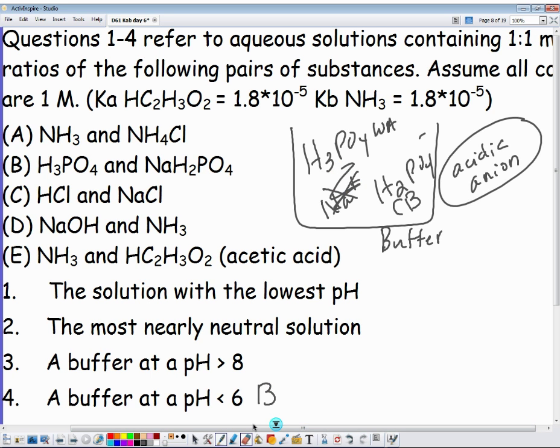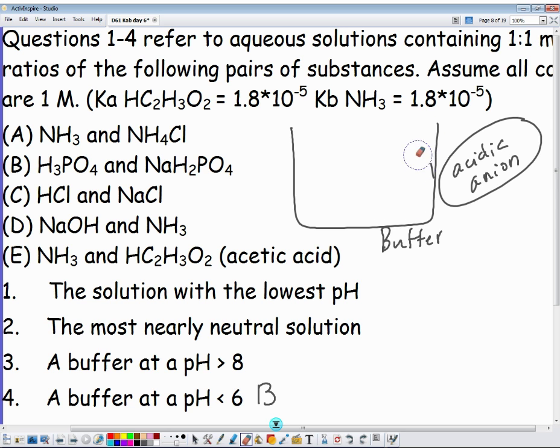Okay. So our next one. What do I have, Nyreek, in my next beaker? HCl and NaCl, and one's strong and one's a salt. So I'm going to write all ions here. H+, Cl-, Na+, Cl-. Nyreek, what do I have? Or what goes away, or what do you want to tell me?